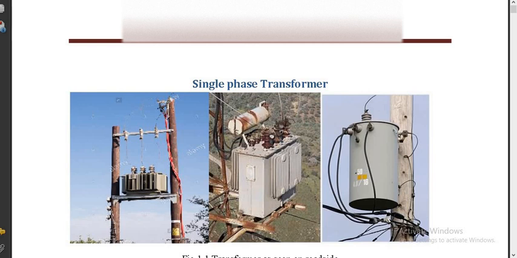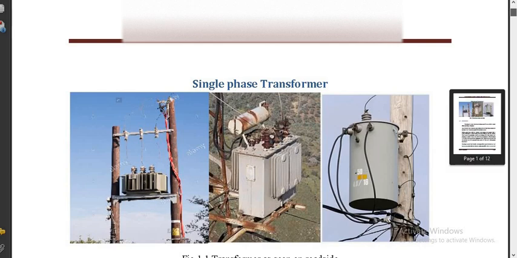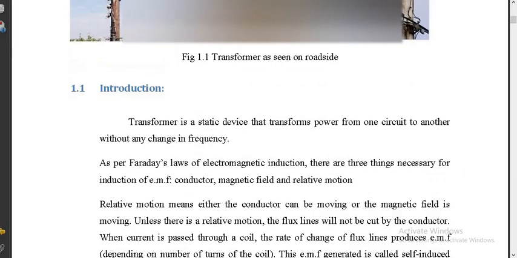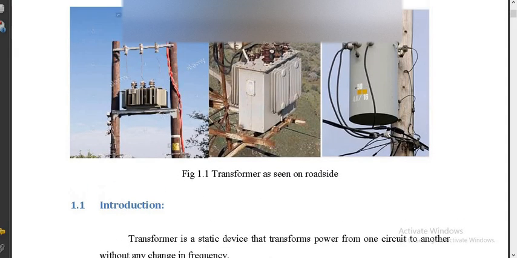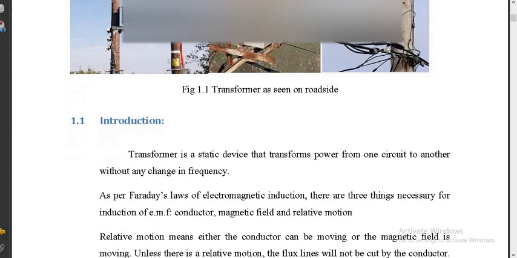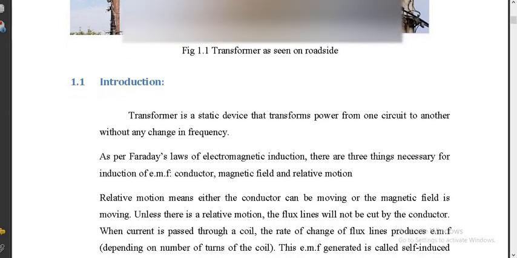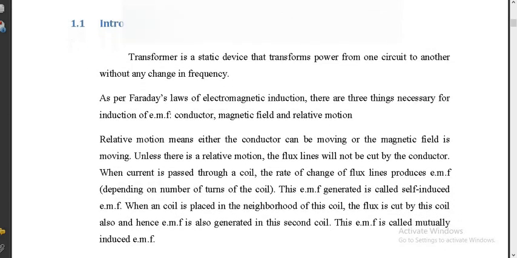I started with the single phase transformers, basic transformers you see on the roadside. Then I defined what is basically a transformer. Then I talked about Faraday's laws of electromagnetic induction and how primary induced EMF is actually self-induced EMF, and secondary EMF is actually a mutually induced EMF.